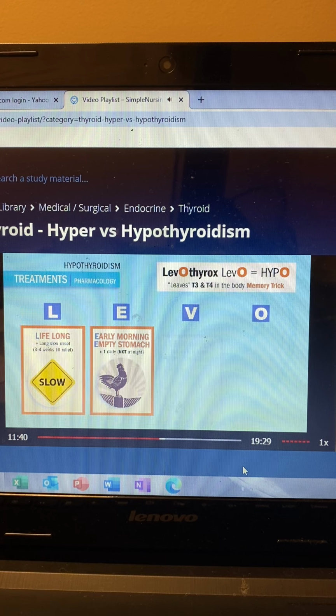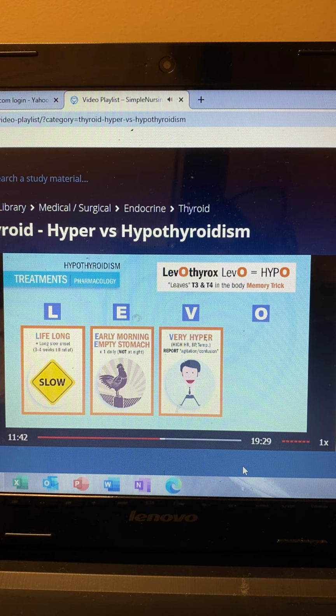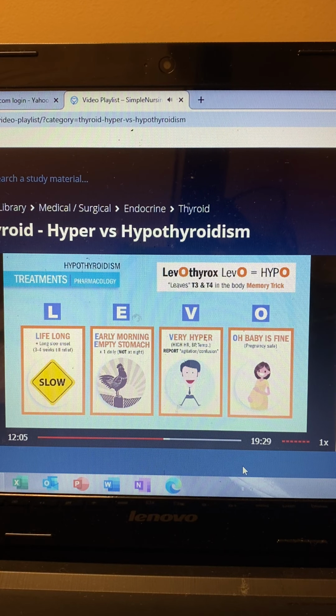Now V is for very hyper, guys. We report signs and symptoms of hyperthyroidism. Basically high heart rate, high BP, high temperature. It could lead to an extreme condition known as thyroid storm. So keywords we're looking for are agitation and confusion, usually the early signs of a thyroid storm. And lastly, O is for, oh, the baby's fine. So guys, it's pregnancy safe.